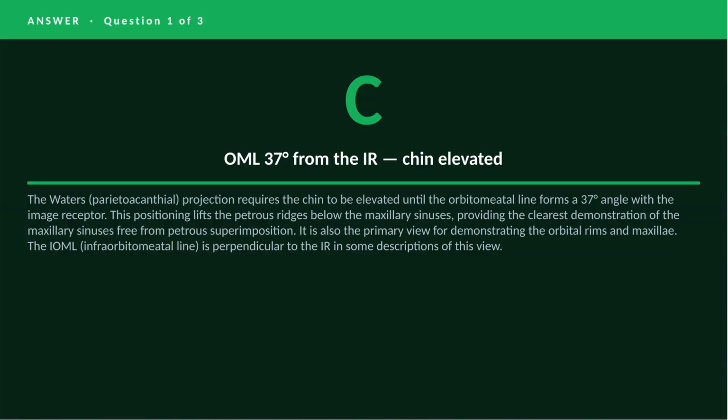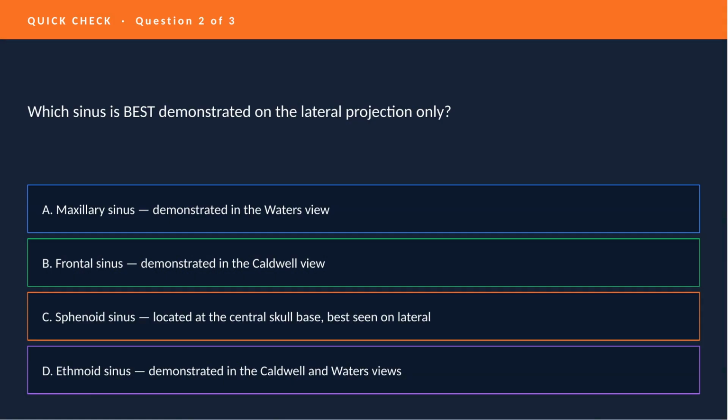The answer is C. OML at 37 degrees from the IR plane, chin elevated. The Waters projection requires the chin to be elevated until the orbitomeatal line forms a 37-degree angle with the IR. This positioning lifts the petrous ridges below the maxillary sinuses, providing the clearest view of the maxillary sinuses and orbital rims free from petrous superimposition.